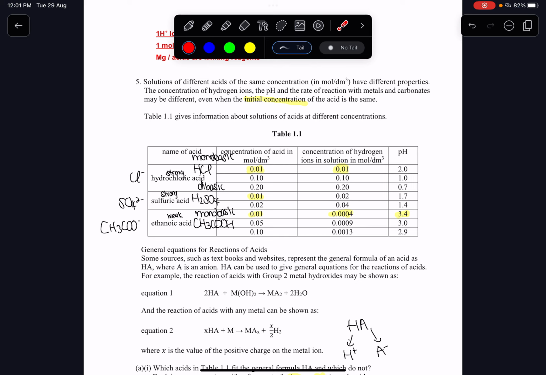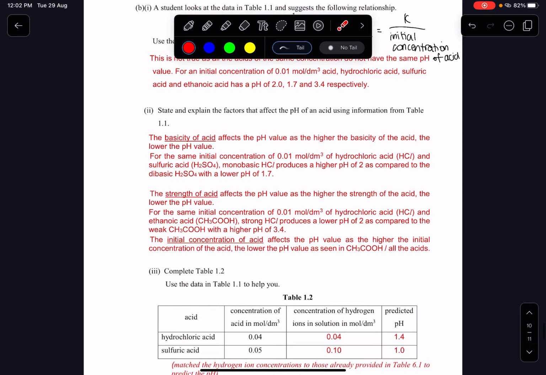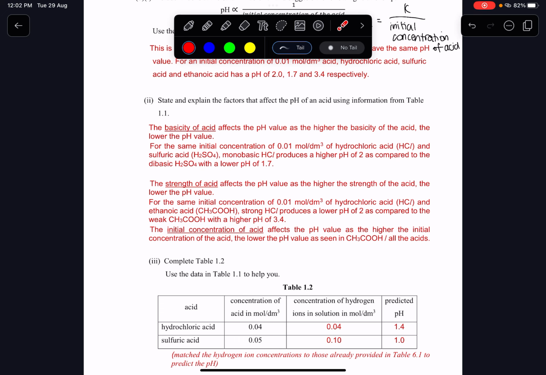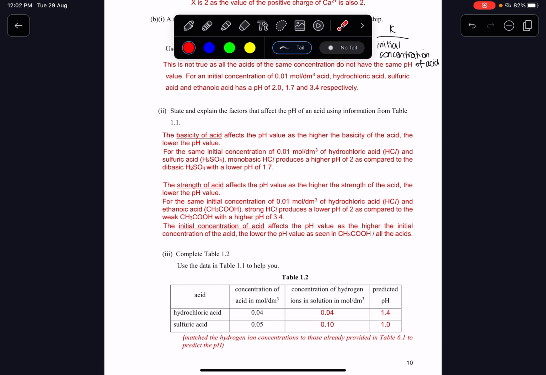The second factor would be the strength. We compared already, strong versus weak. And last but not least will be initial concentration of acid, which a lot of you managed to get, and is the only factor you managed to quote. Notice it's a 3-mark question. The main expectation will be at least you have to put 2 factors. So most of you got the last one.